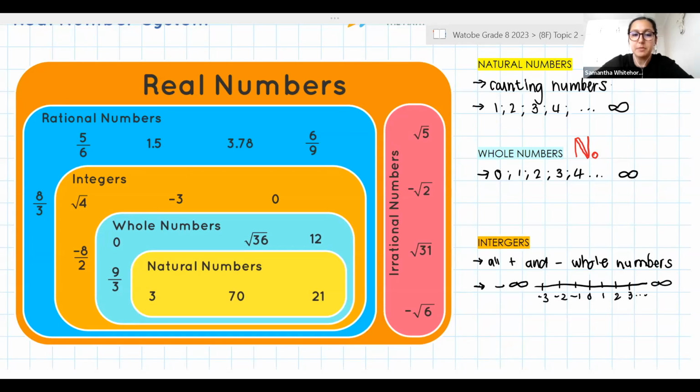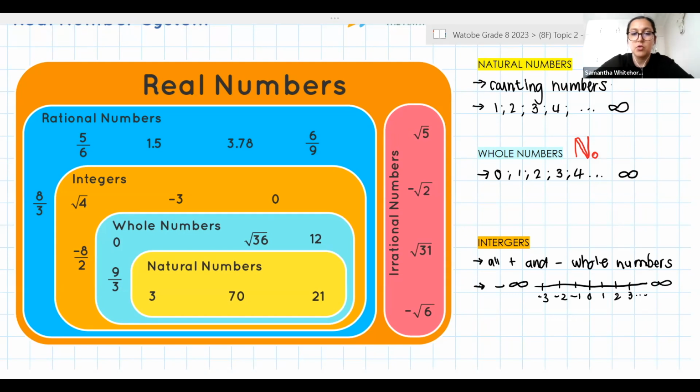Okay, so I'm just going to go through those again, just so that we're all on the same page, because these three groups of numbers are the really important ones that we need to know, grade 8 and grade 9. So your natural numbers, these are the counting numbers. These are the numbers that you learned to count with. So these are the numbers 1, 2, 3, 4, 5. If you think about just counting in ones, those are your natural numbers.